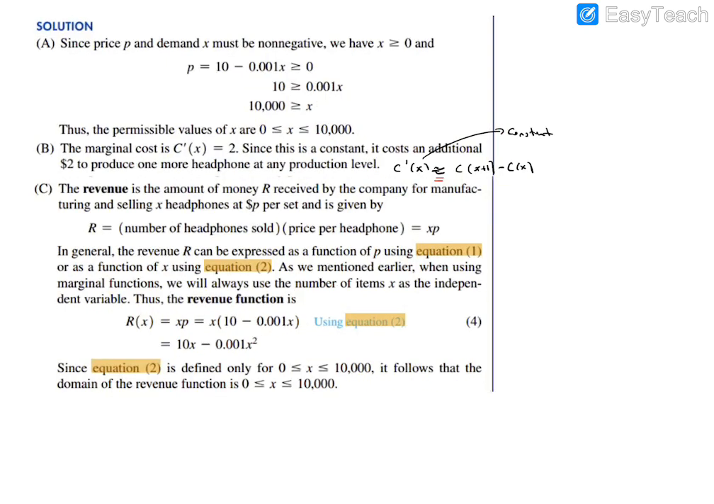Let's look at the solution of part C from your textbook. As you see, everything is the same. The revenue is number of headphones sold times price per headphone, so x times p. By using the equations, we can write the revenue function in the following form, and the domain is the same because you obtain it by using the price demand equation.